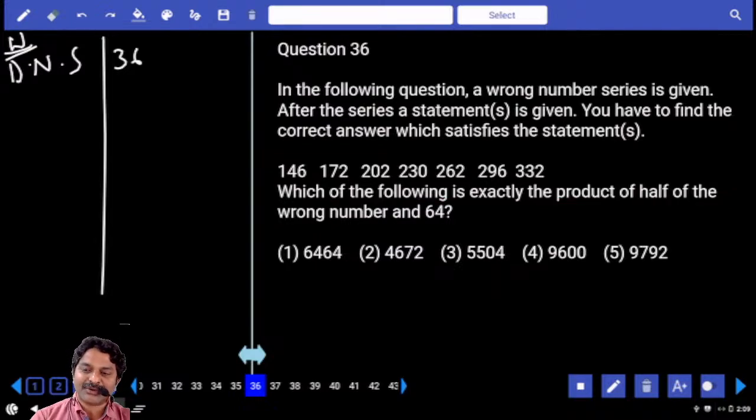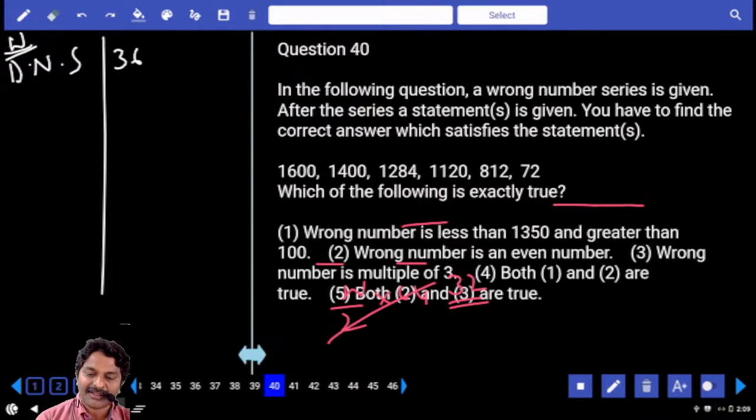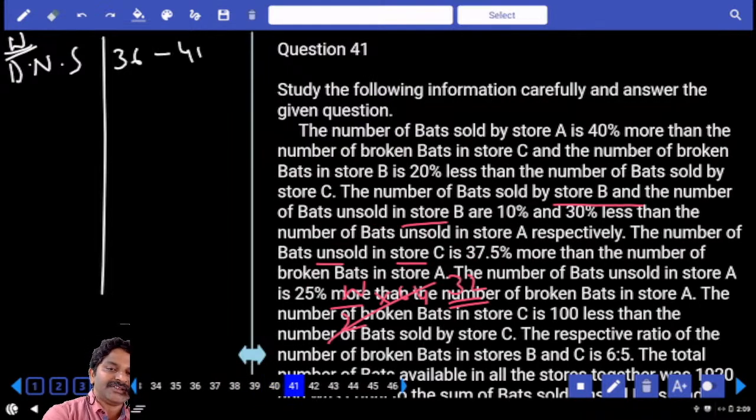In the worst case, what can you do? Product of half of the wrong number, that may be something into 64. So half of the wrong number into 64 is 32. So the answer must be an 8 multiple. First option is an 8 multiple. Second option is also an 8 multiple. If there is only one 8 multiple, you can do it, but multiple options are there. Right, like that, how many are there? 36 to 40. From 41 onwards, come on.